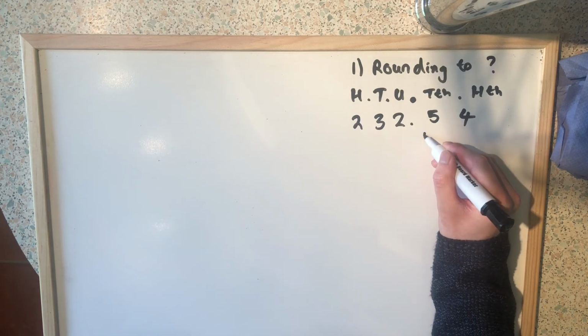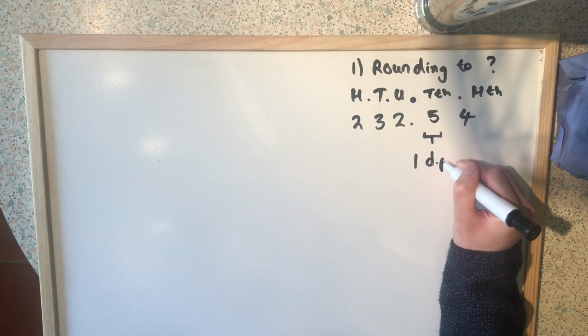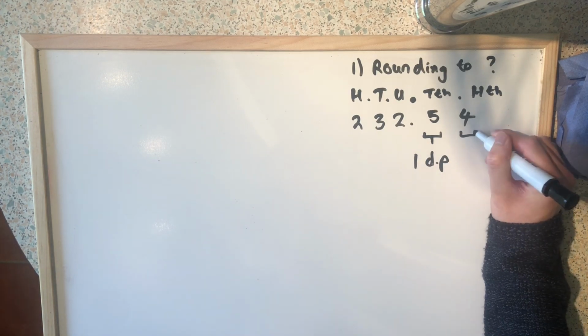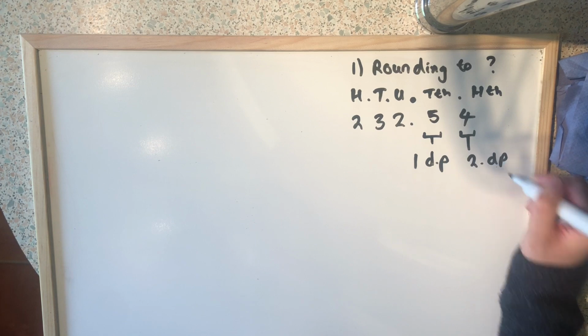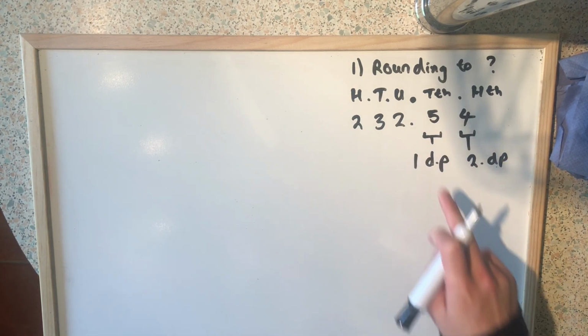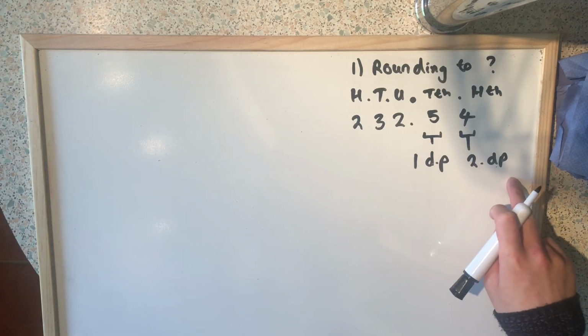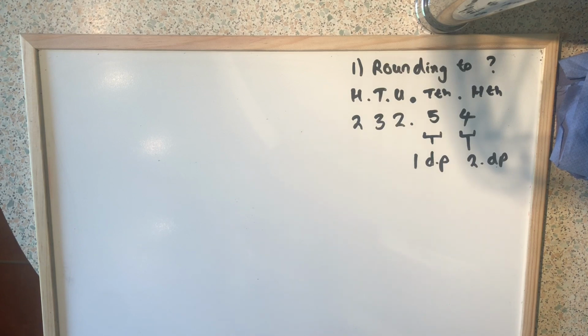And this 5 here is the first decimal place, and this 4 is the second decimal place. So first decimal place is just the first place after the decimal, and the second decimal place is the second space after the decimal point.